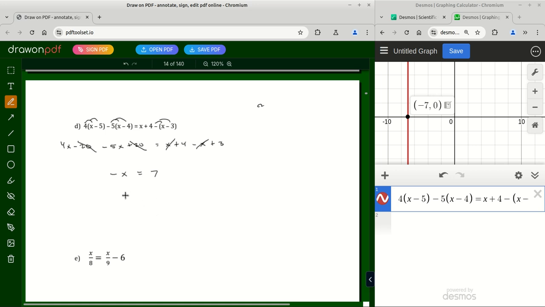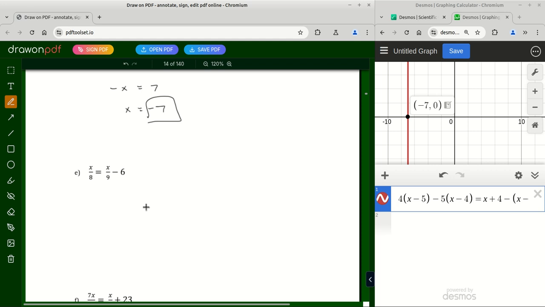A lot of people say divide by negative 1 or divide by a negative or whatever. You can just switch the signs. It's up to you. You do whatever you want to do at this point. There it is. We're good. All right.